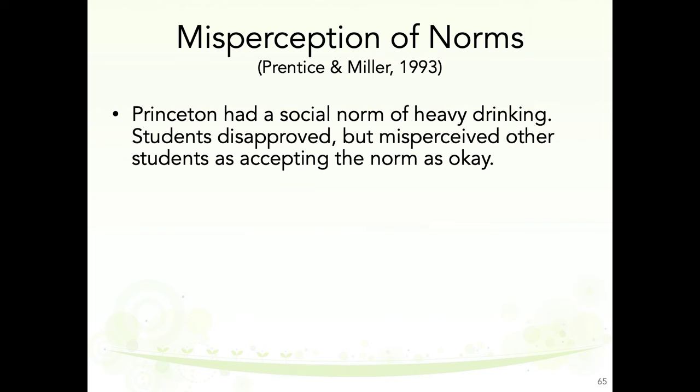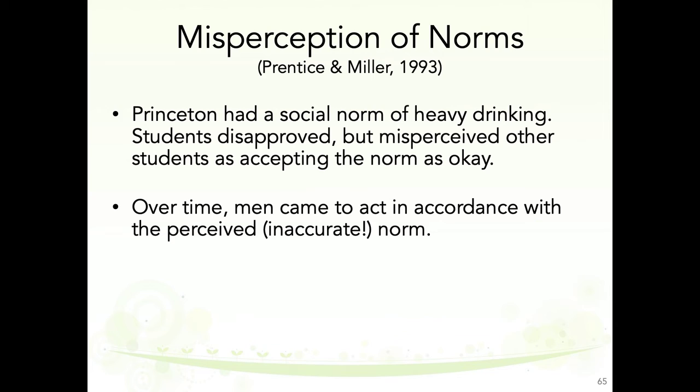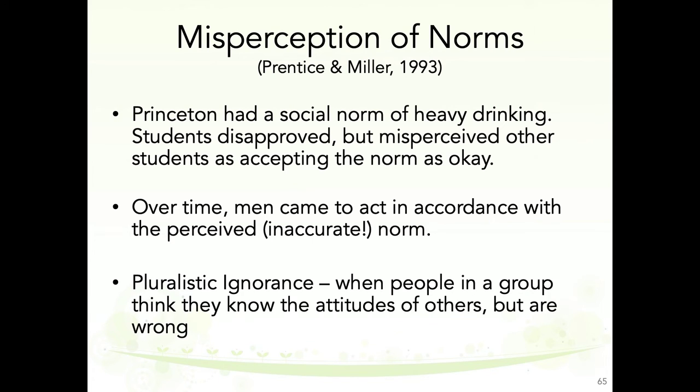So if you were a psychologist and you were thinking about this, you observe that people come to act in accordance with a perceived norm, heavy drinking, even if it was inaccurate to begin with. That is to say, even though people disagreed that drinking was good, and didn't want to, drinking on average might increase in a population if they believe that that's the norm. We call this pluralistic ignorance.